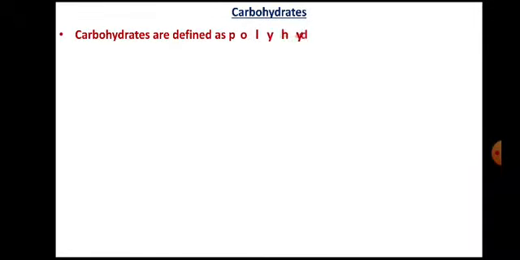Carbohydrates are the biomolecules that we'll be studying now. Carbohydrates are defined as polyhydroxy aldehydes or ketones. So these are the compounds which are made up of polyhydroxy, meaning hydroxyl groups, hydrogen and oxygen atoms, containing an aldehyde group, that is the CHO group, or a ketonic group, that is the CO group.